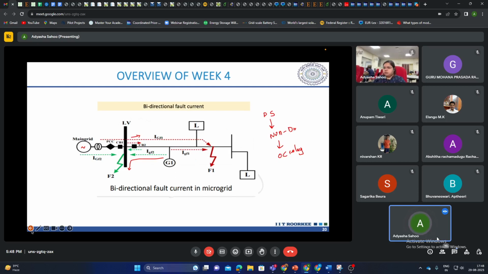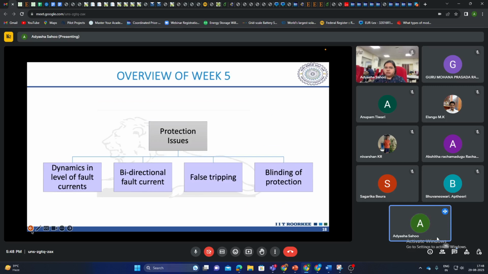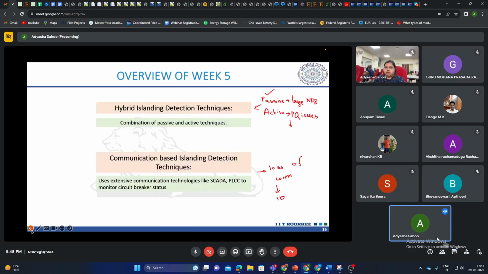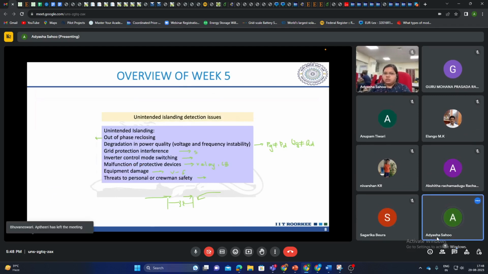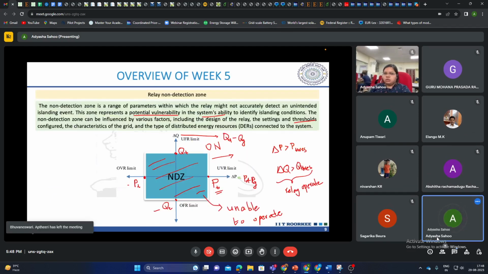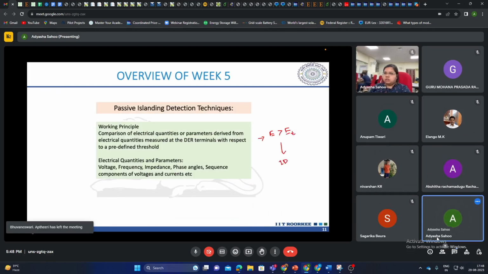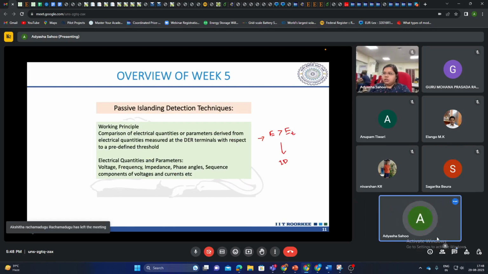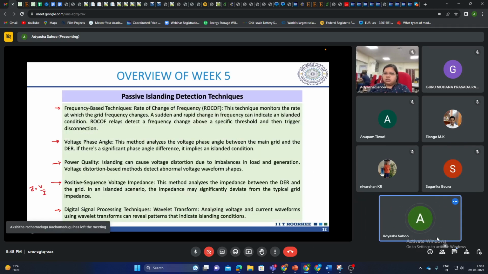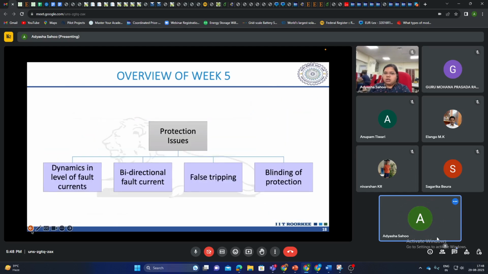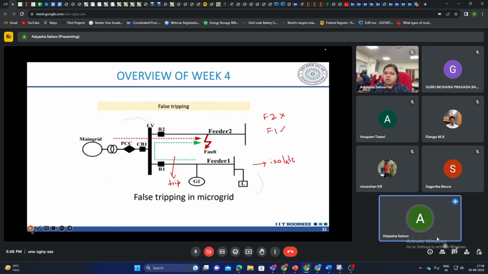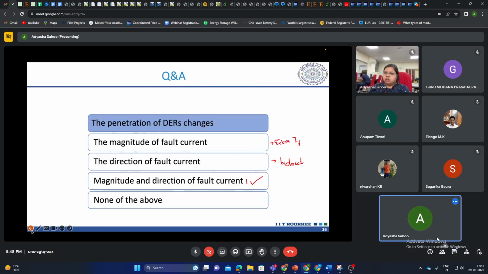Okay, and this was basically for this week. We started from microgrid, then we saw different modes of operation, islanding and non-islanding. Then we looked at islanding detection techniques. Then we saw the issues with smart grid protection due to the addition of these distributed energy resources. And in the next week, I think we'll continue with these issues.